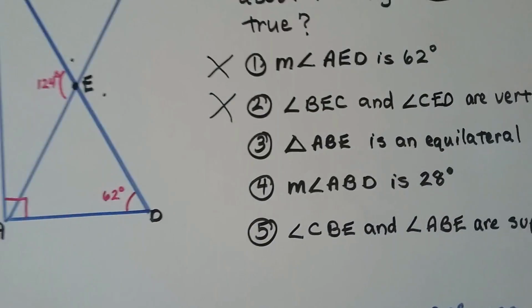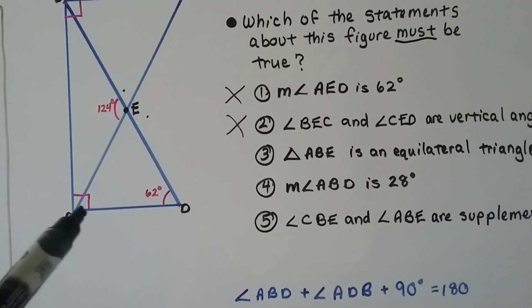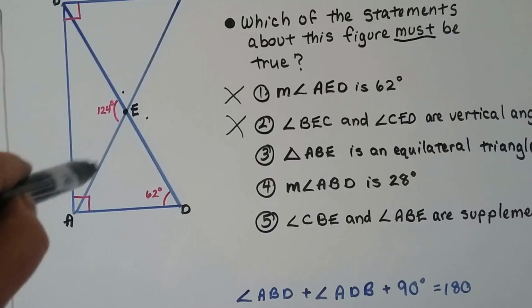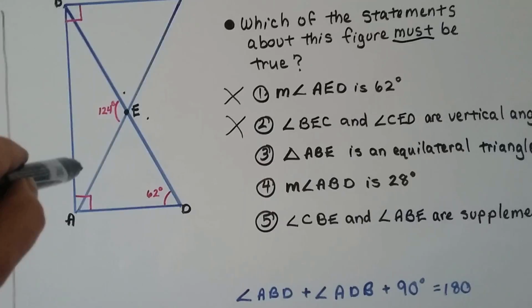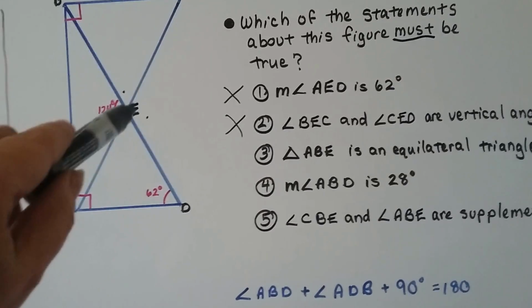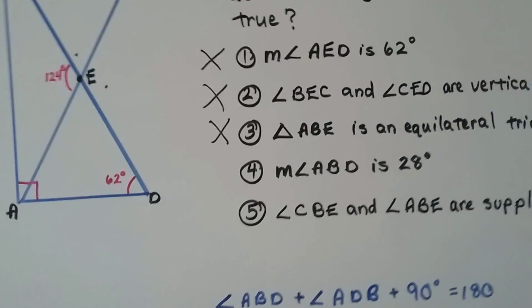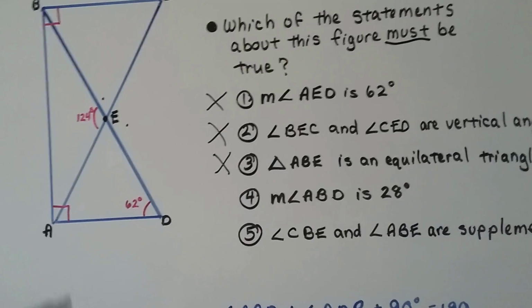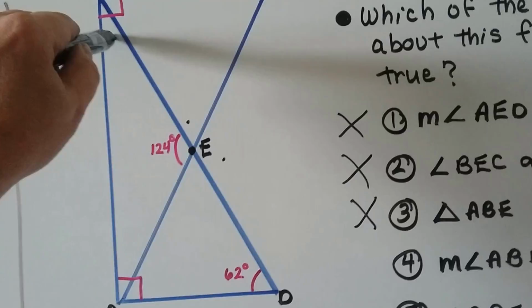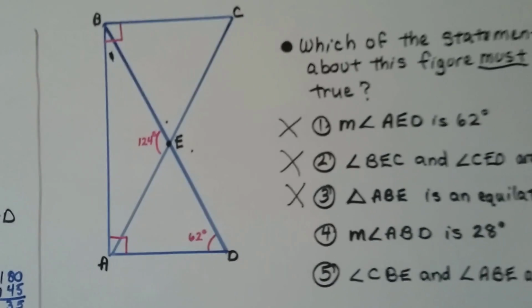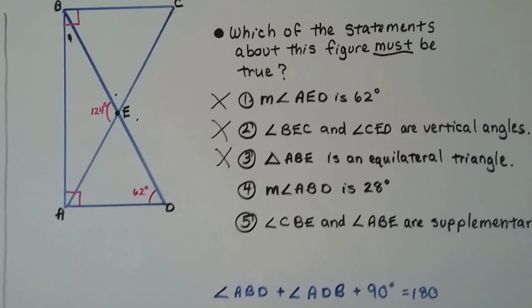It's not number 2. How about that triangle ABE is an equilateral triangle? ABE. Is this triangle here equilateral? Are all the sides and angle measures the same? No, look at how long that side is, and that one's real short. So it's not 3 either. How about the measure of angle ABD is 28 degrees? ABD. So it's asking us if this angle measure right here is 28 degrees. Well, it might be. It could be. Let's look at number 5 and see what's going on.